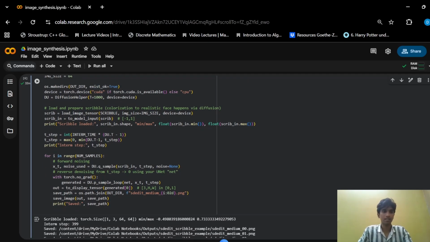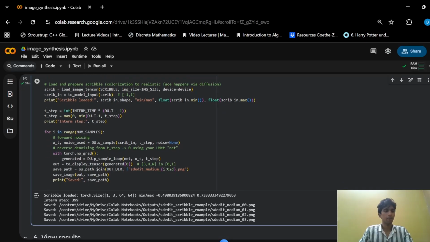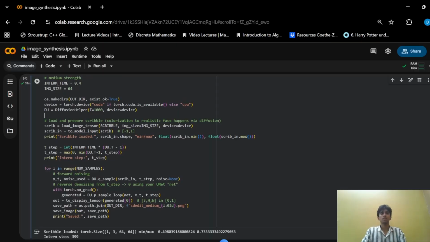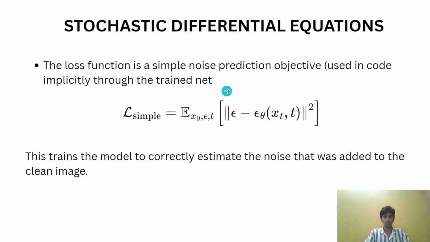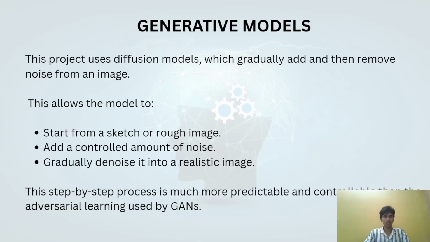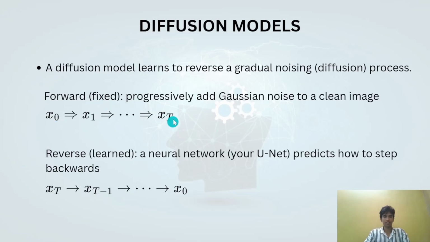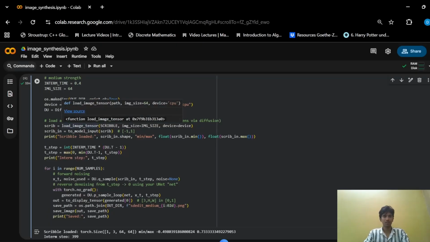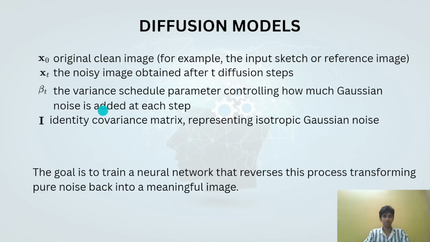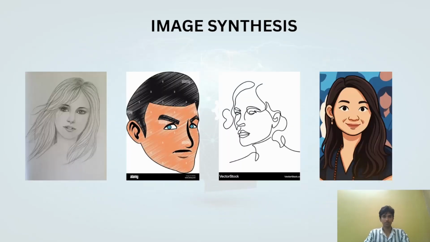Then I create the directory. This is just to check whether or not I'm using the CPU or the GPU, and this is just to make the output directory. This imports the diffusion helper class, which we defined and saw earlier, with 1,000 time steps. As we saw earlier, there are time steps from 0 to t. In our model, t is equal to 1,000. That's why that's the parameter we have defined here. Let's go back to the image synthesis.